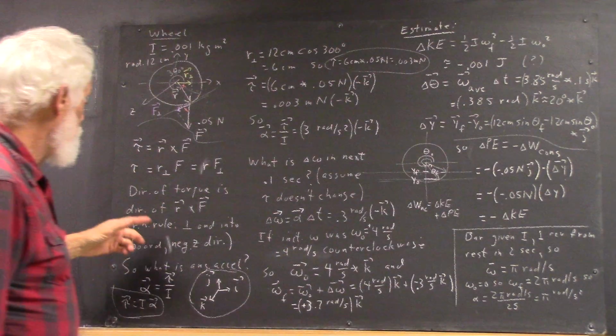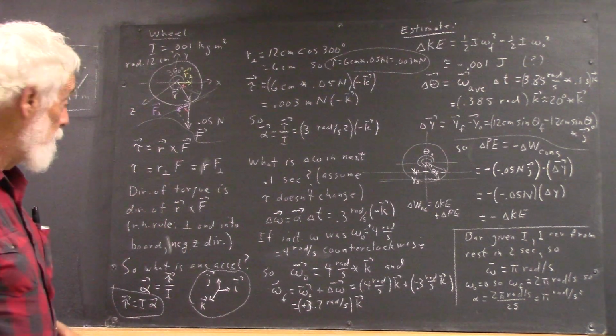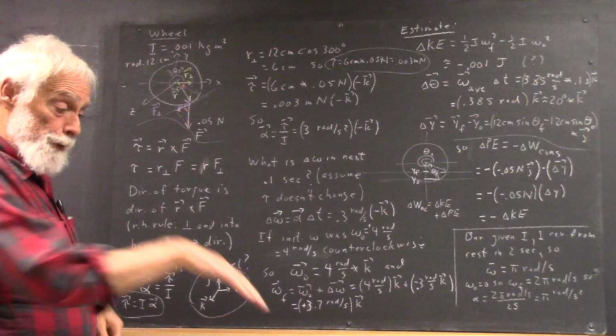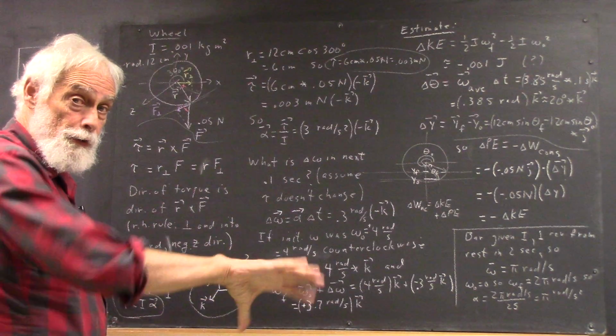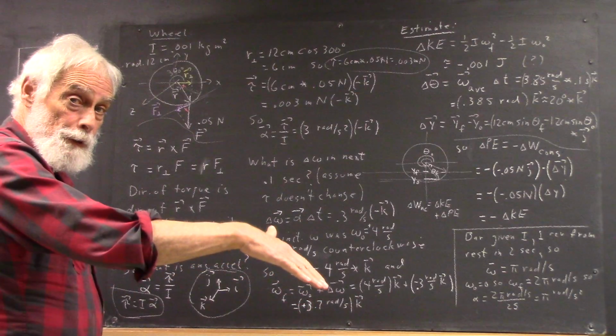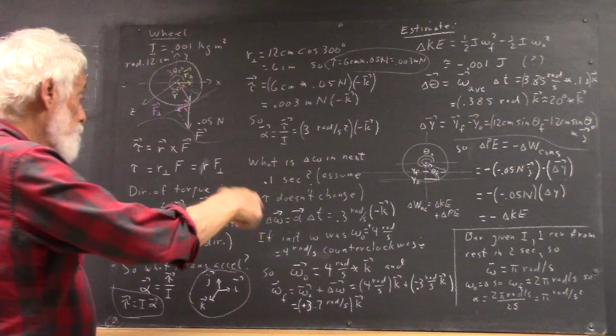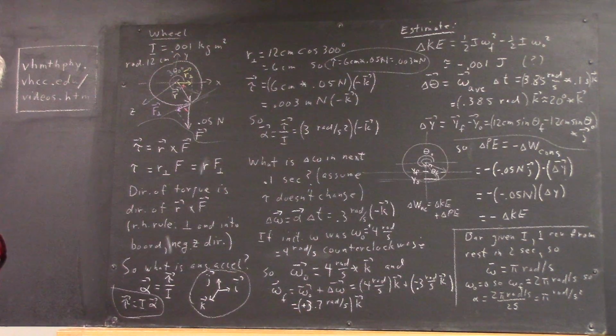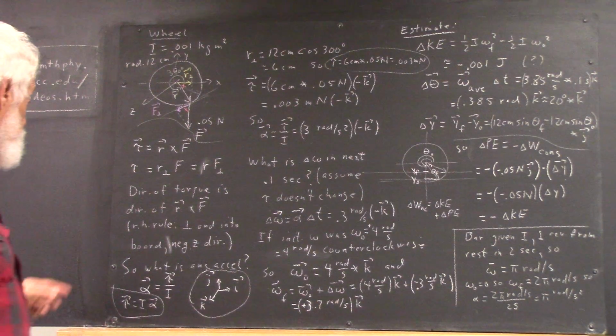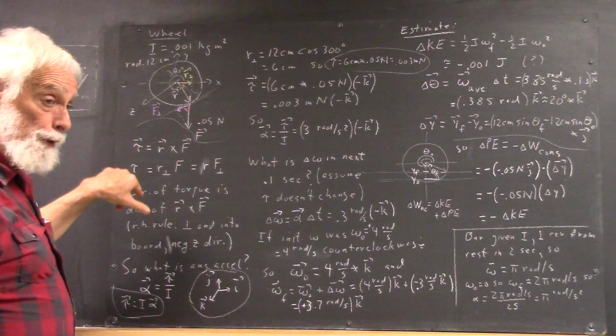Now, the direction of the torque is the direction of r cross f, right-hand rule. R is in this direction. To turn r towards f, my hand has to be like this, not like this or this. And I turn my hand toward f and my thumb points into the board. So the direction of the torque is into the board.